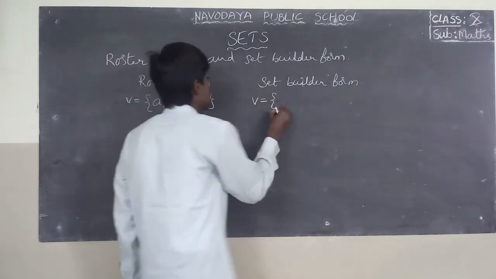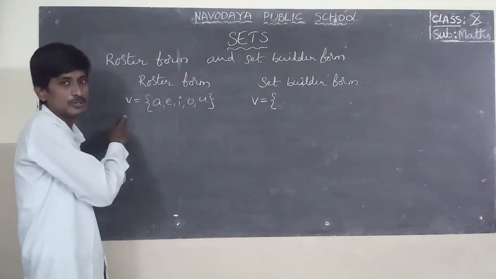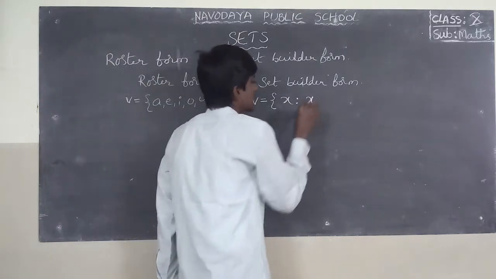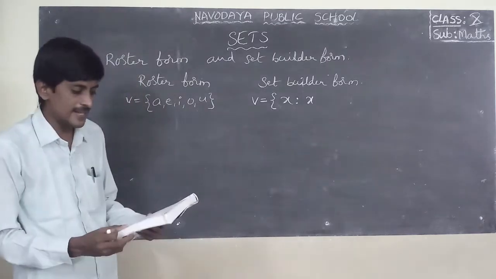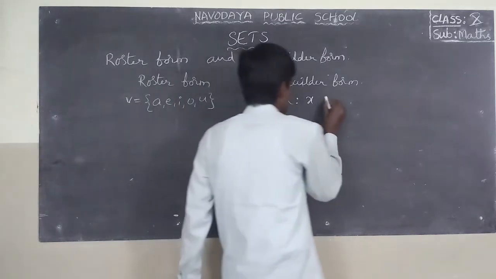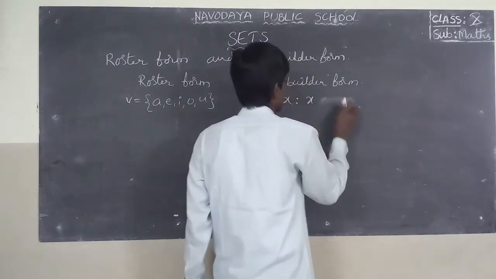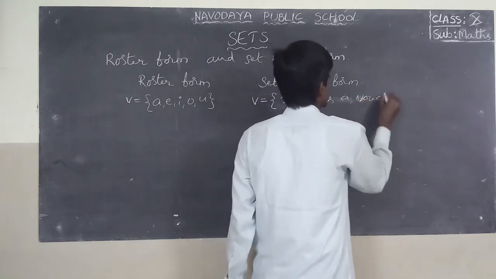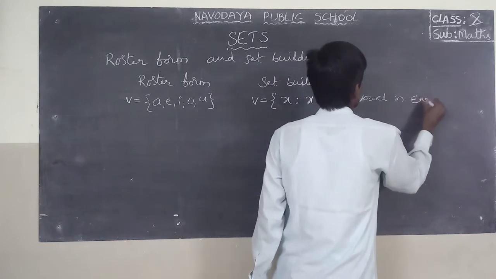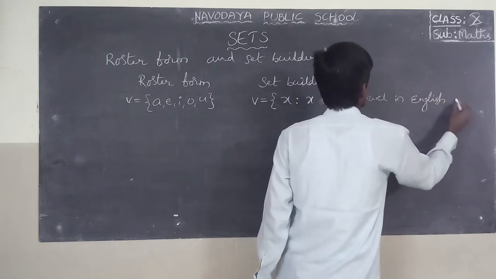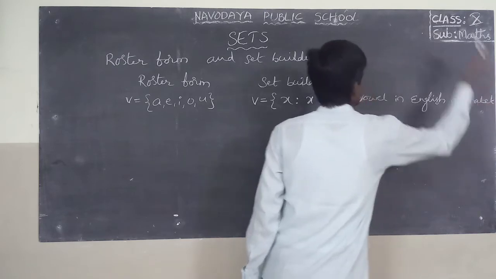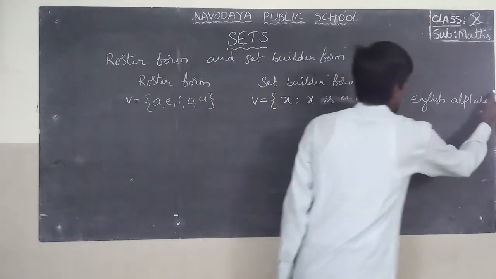V equals the set of x such that x is a vowel in the English alphabet. Bracket close.